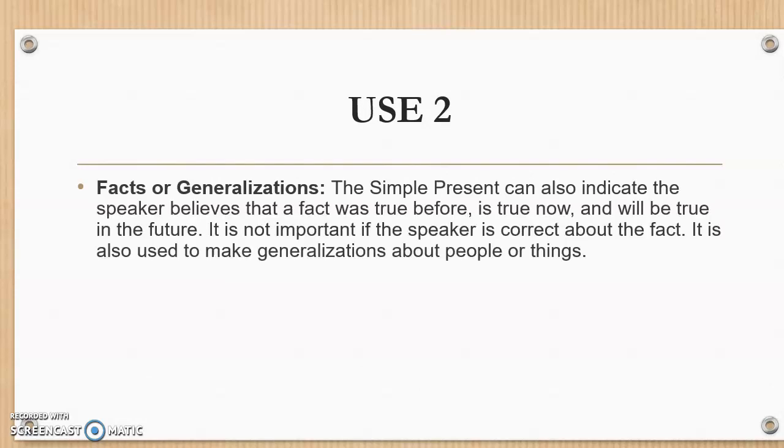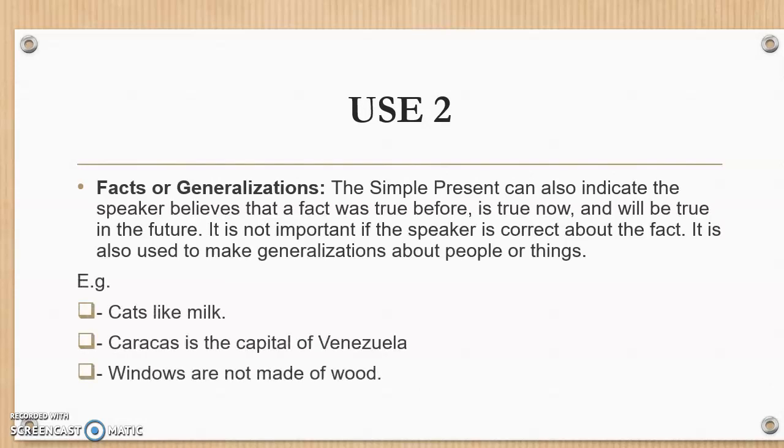The second use is for fact or generalization. The simple present can also indicate that the speaker believes that a fact was true before, is true now, or will be true in the future. It is not important if the speaker is correct about the fact. It is also used to make generalizations about people or things.